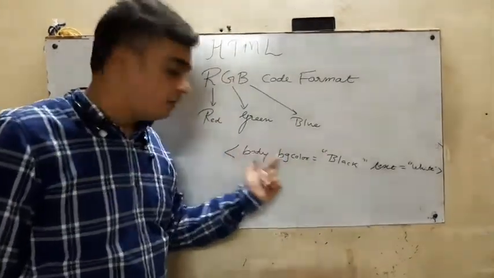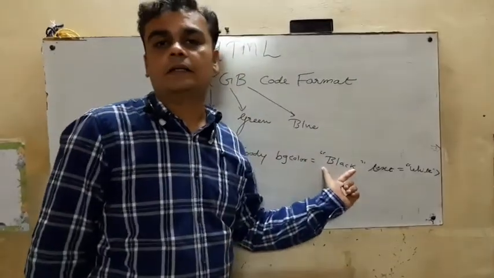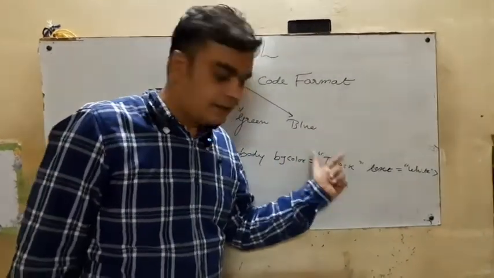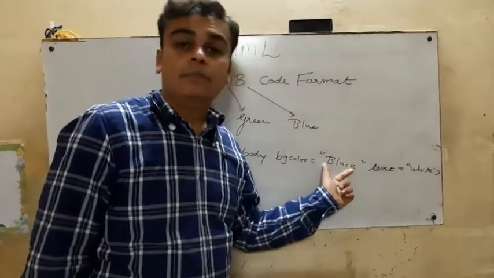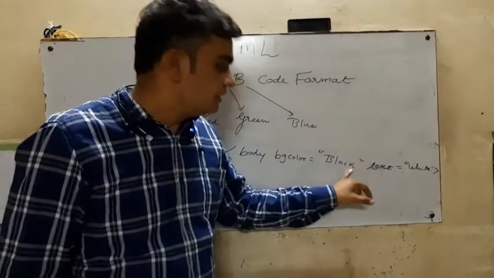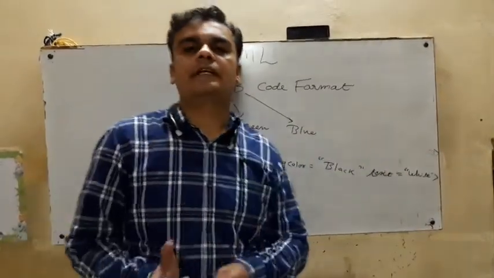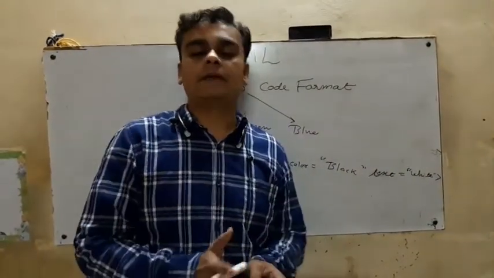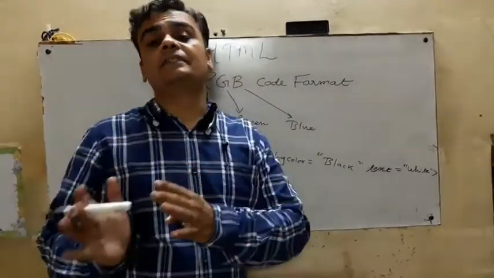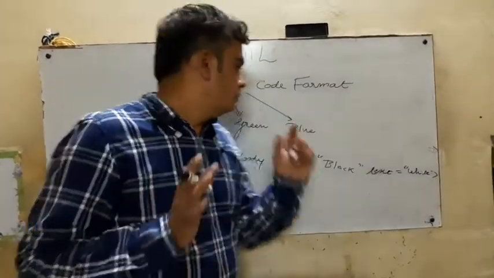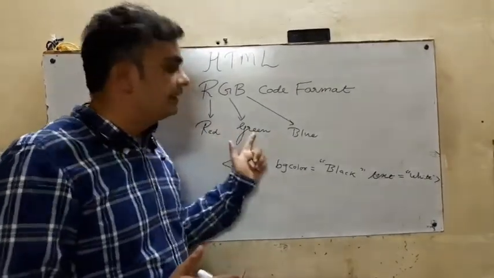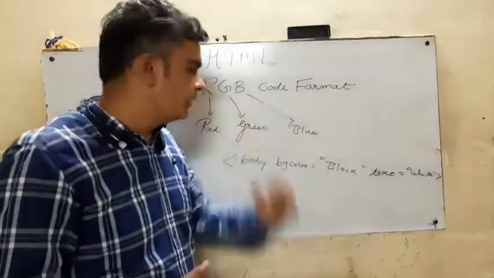Generally we give directly the name of the color, either background color or text color. Instead of using the color name, we can also use the RGB code format for this particular color. HTML supports 16 to 18 different colors. All these colors are called hexadecimal based color code format. Every color is a combination of red, green as well as blue. I will show you an example.